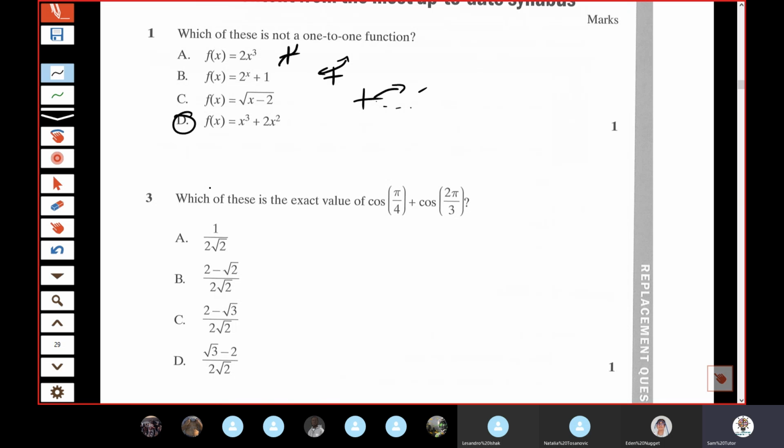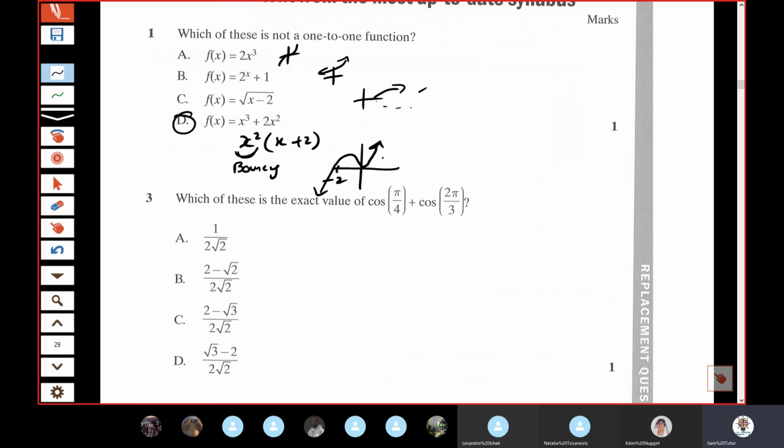This one here is not one-to-one. Why? Anyone know why? X squared, if I factorize it out, x plus 2. You guys know that this one here is bouncy. Technically, that's the answer to that drawn. And you can see here there are a few different y values that are the same, or different x values. So this is not a one-to-one.